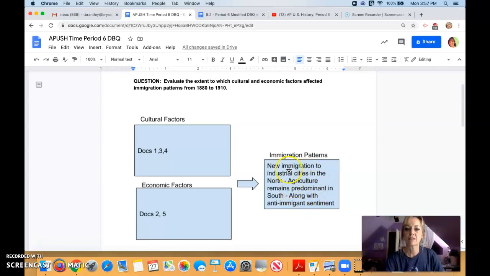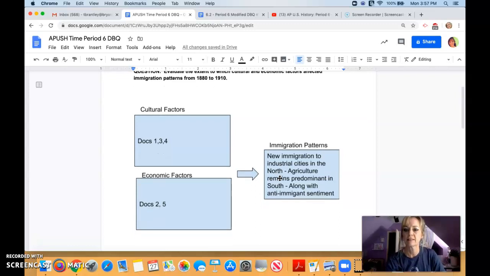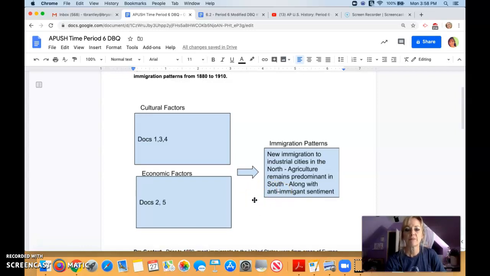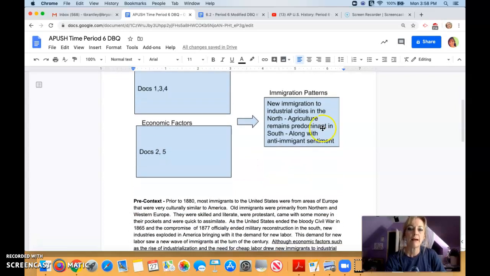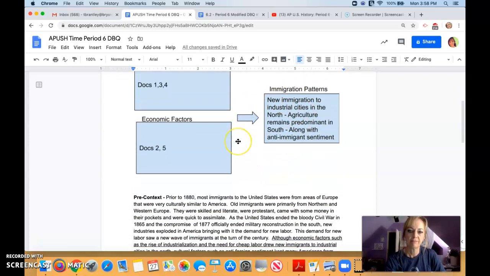We're going to talk about, this is going to be new immigration. We're going to talk about, you know, the rise of industrial cities in the north, however, agriculture being predominant in the south, and how anti-immigrant sentiment is going to be a backlash there and is going to affect immigration patterns.